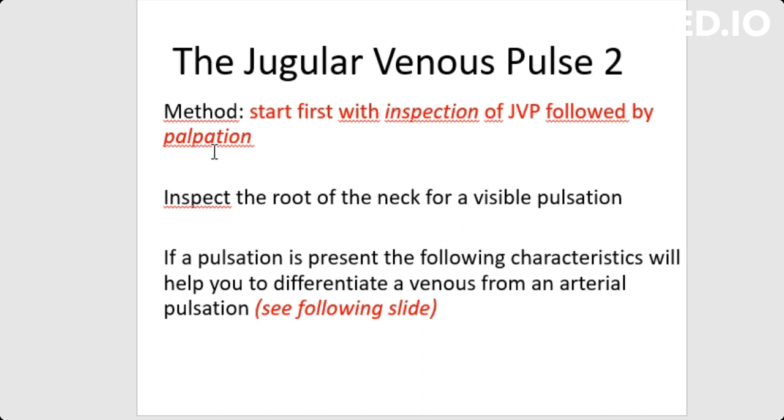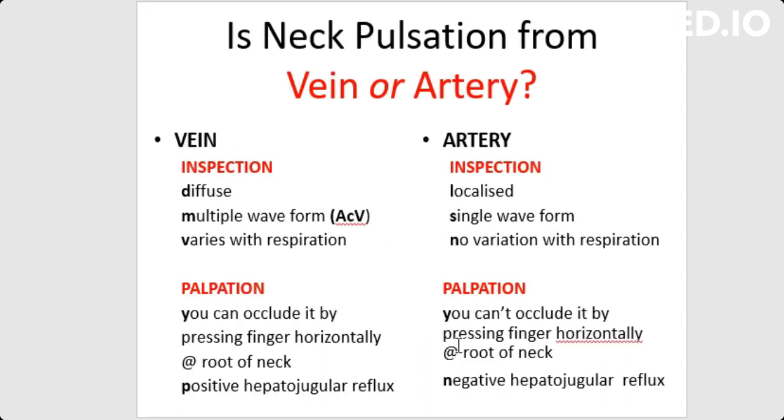Method to examine the jugular venous pulse. First of all, you need to start with the inspection of jugular venous pressure, followed by palpation. So you inspect the root of the neck for a visible pulsation. If pulsation is present, the following characteristics will help you differentiate a venous pulse from an arterial pulse. If it is a venous pulse, on inspection you will see a diffuse pulse, it will show multiple waveforms, and it varies with respiration.